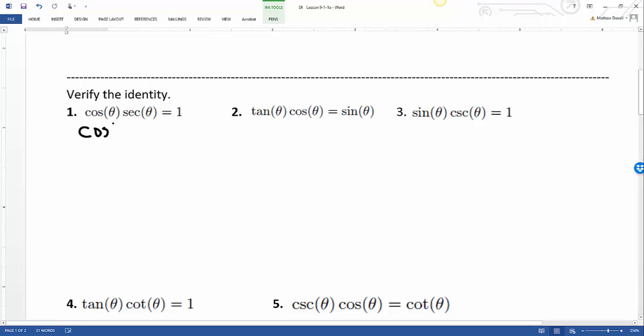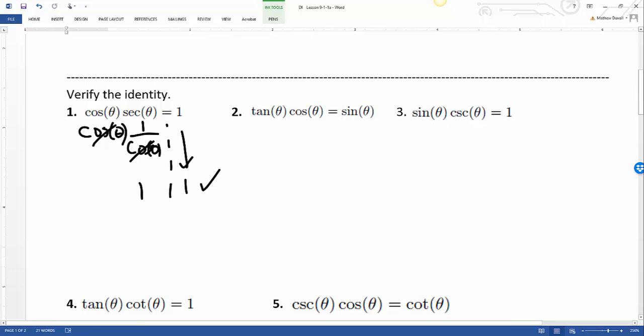So this is already cosine, so that stays the same. Secant is 1 over cosine. And then we start again. Well, going back to the algebra, cosine over cosine, that's just 1. So that equals 1.